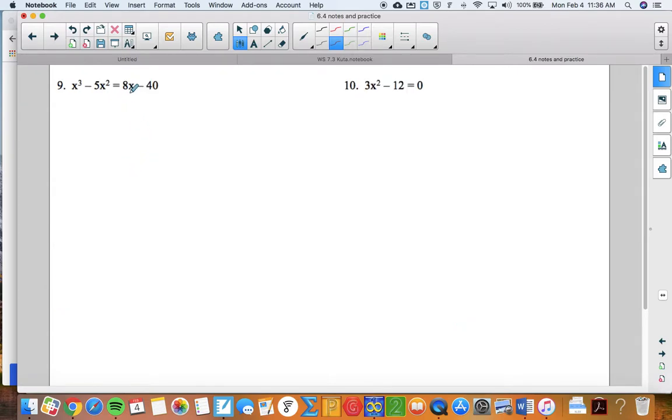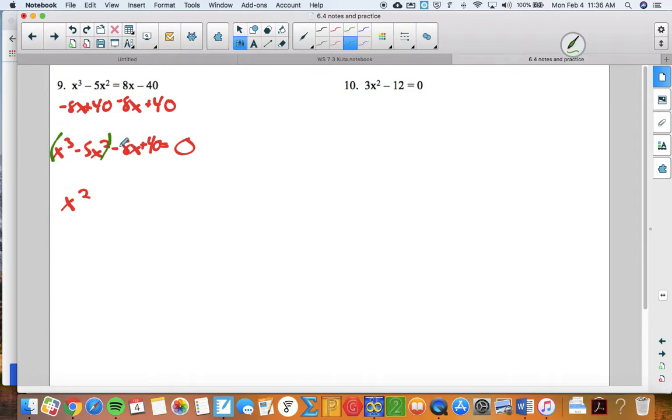Alrighty, here. Before you can factor, make sure you set this equal to 0. So I'm going to subtract 8x and add 40 on each side, which gives us 0 on the right. On the left we have x to the third minus 5x squared minus 8x plus 40. Cannot take a GCF out, so I'm going to factor out an x squared from the first 2 terms. And then make sure you put the negative with the 8 in the parentheses.